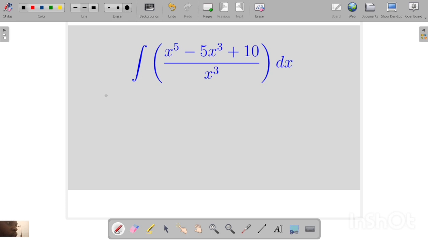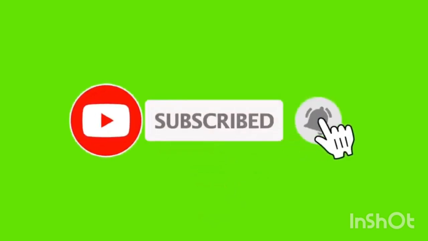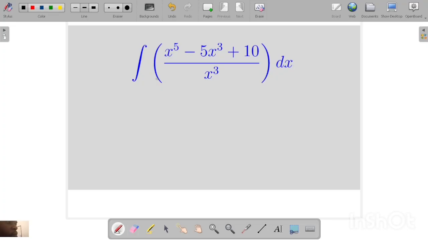In this video, we are going to look at how to evaluate this indefinite integral. Before you begin to work this out, you have to know that the denominator here is for everything that is on top here. So for this reason, we can rewrite the whole expression as follows.